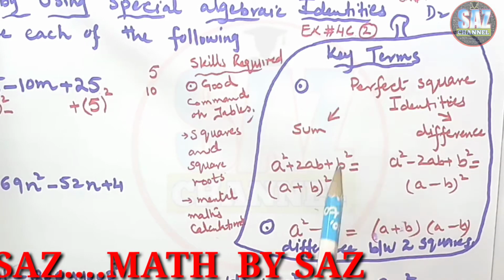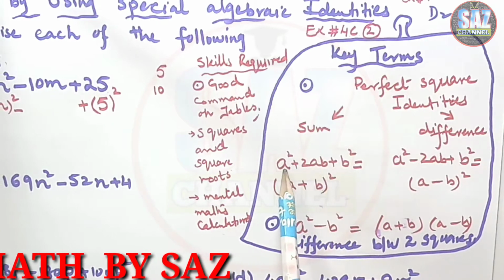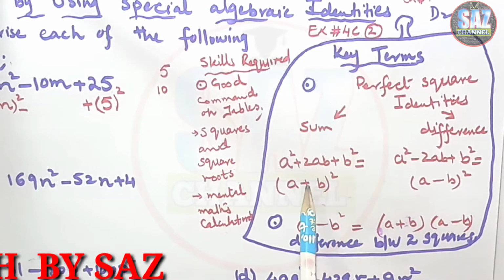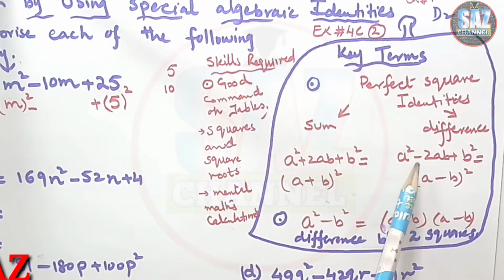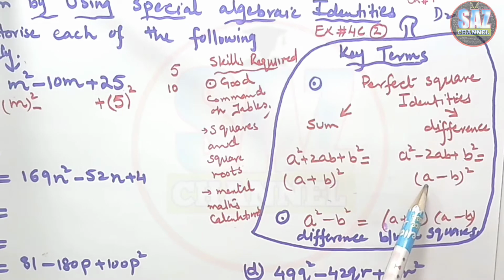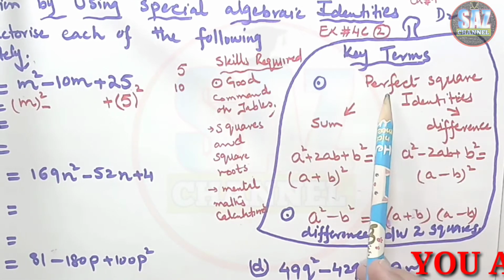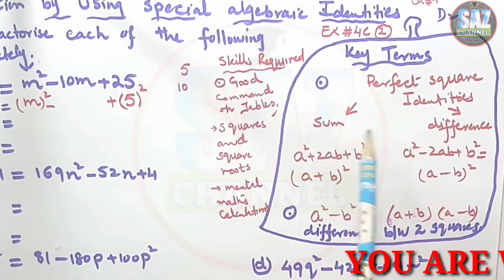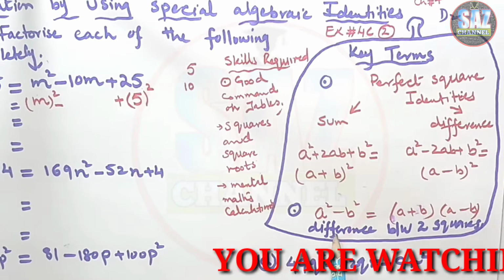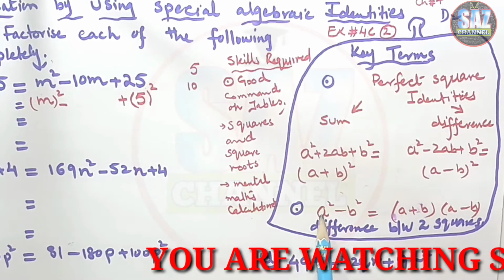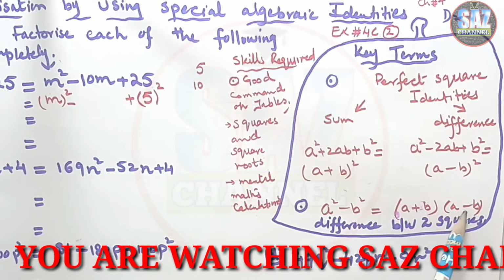There are basically three commonly used algebraic identities. Two of them are a square plus 2ab plus b square, which can be written in the form of a plus b whole square, and the other one is a square minus 2ab plus b square, and that can be written in the form a minus b whole square. They're called perfect square identities with sum or difference. And the third identity is known as difference between two squares, and it is a square minus b square equals a plus b into a minus b.